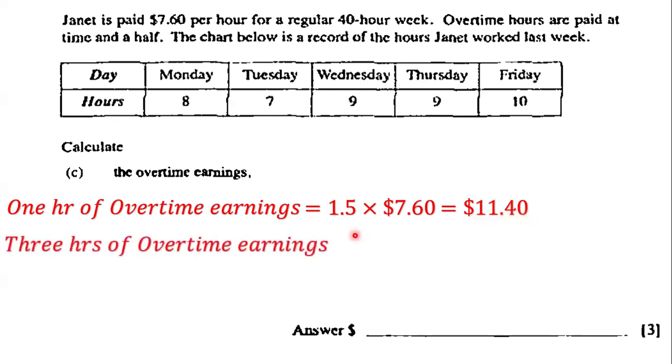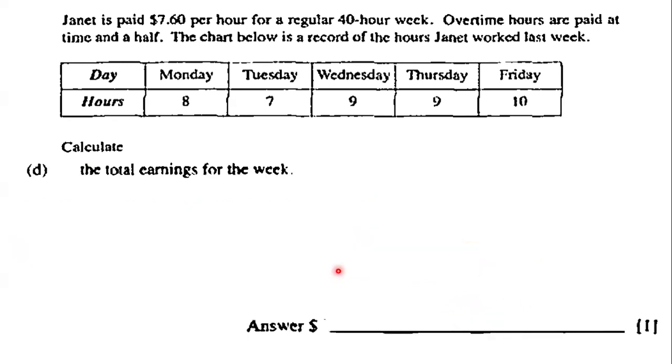And so her overtime earnings for 1 hour of overtime is going to be $11.40. Next, we have to determine how much she earned for 3 hours of overtime, because that's how many hours of overtime she worked for this particular week. So we're going to multiply 3 by $11.40. And when we do that, we get $34.20. And so that means that our overtime earnings is going to be $34.20.